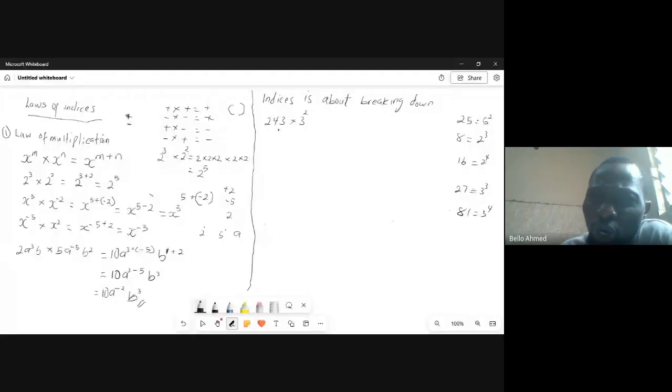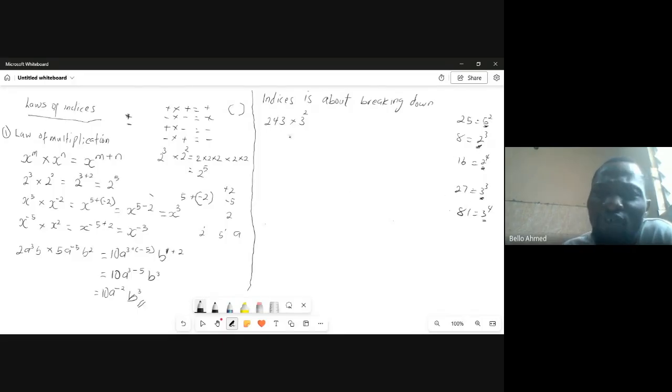Well, we'll use this one that we want to do as an example to understand how we got all of this. When you have this, you can see that the base here, this 5, is a prime number, this 2 is a prime number, and this 3 is a prime number. So that's why I said indices is about breaking down. Anytime you have these numbers, remember to break down like this.